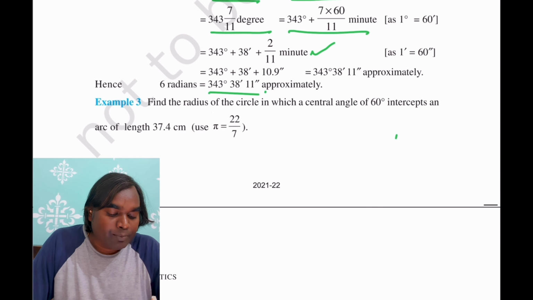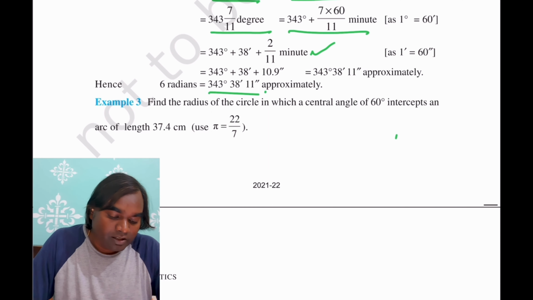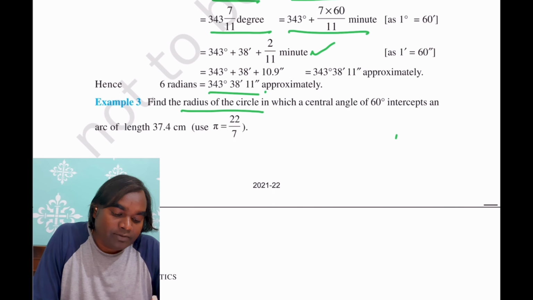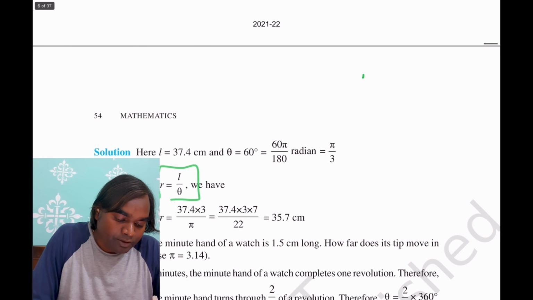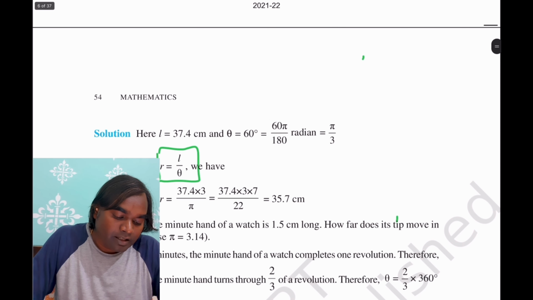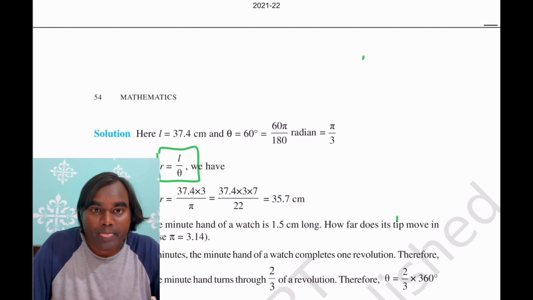Now example 3. Find the radius of the circle in which a central angle of 60 degree intercepts an arc of length 37.4 centimeter. So what we will do? We will use the relationship between arc length and radius of the circle. So theta is equal to L by R. Here it is asked to find the radius of the circle. Therefore R is equal to L by theta. So we will use this, and before using this we have to convert the degree into radian. It is a must.